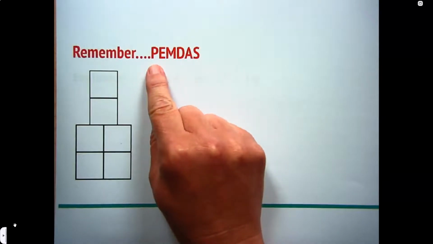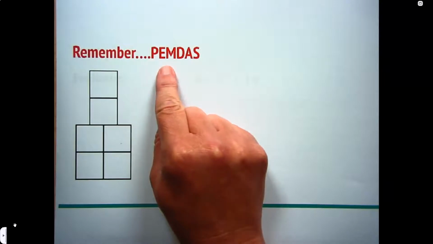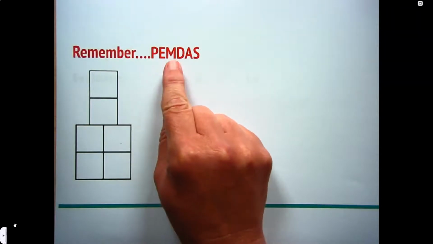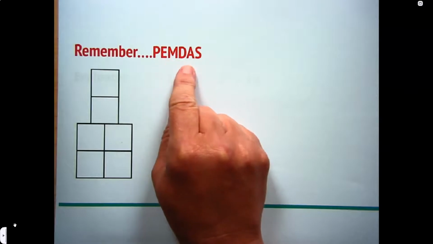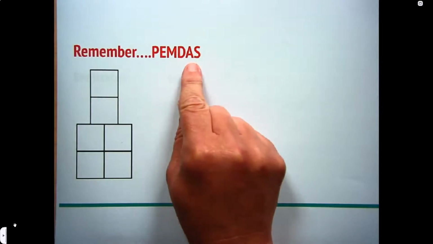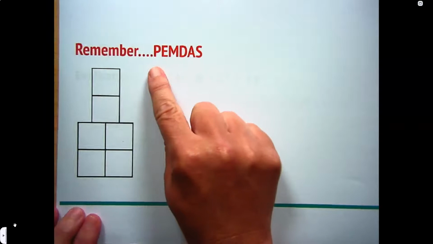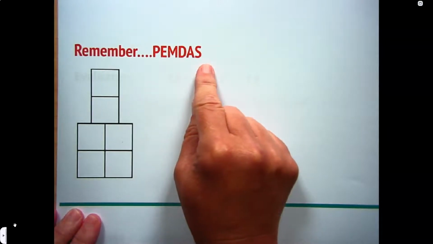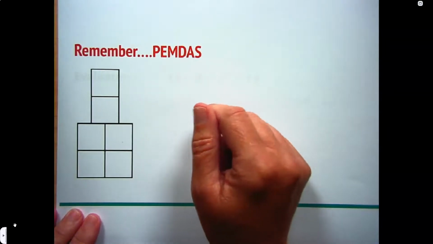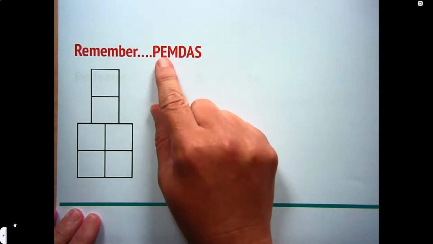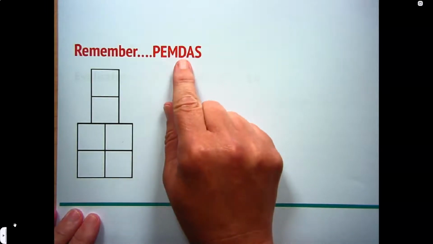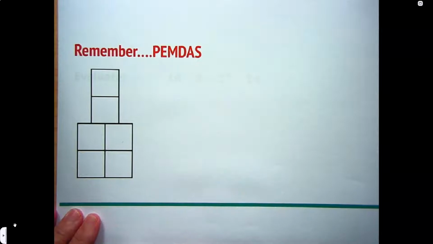The P, you know, stands for parentheses, E for exponents, M and D for multiplication and division, and then A and S for adding and subtracting. And this PEMDAS helps us remember what order to do things in. So parentheses first, exponent second, multiplying and dividing, and then finally adding and subtracting.